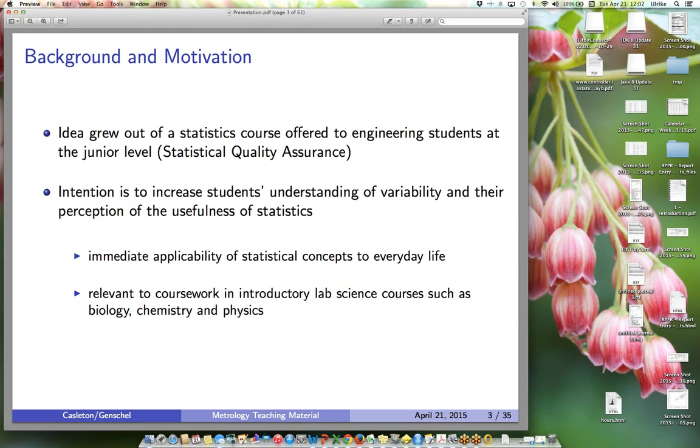Metrology is all about measurements, and so students take measurements every day, whether it's stepping on a scale to see how much they weigh or pumping gas into their car. So because this is something that's very familiar to students, we were able to relate the concepts back to that. And also it is relevant to other introductory hard sciences such as biology, chemistry, and physics.